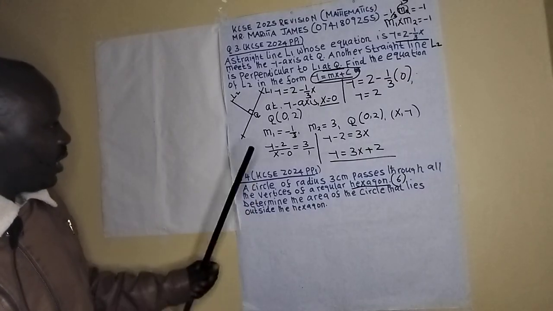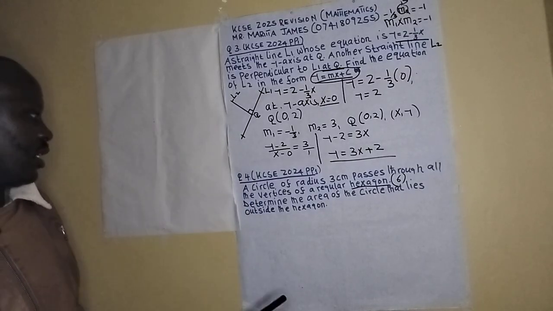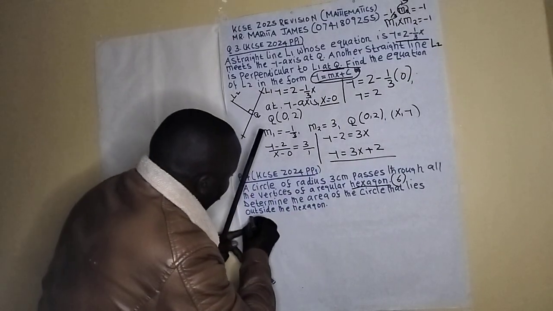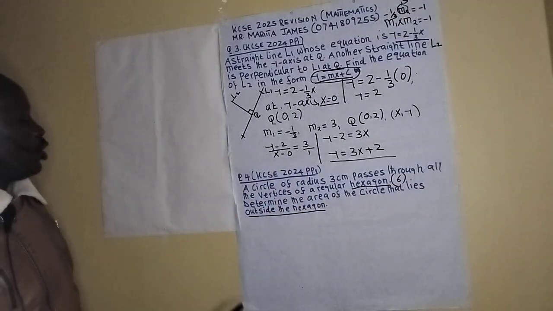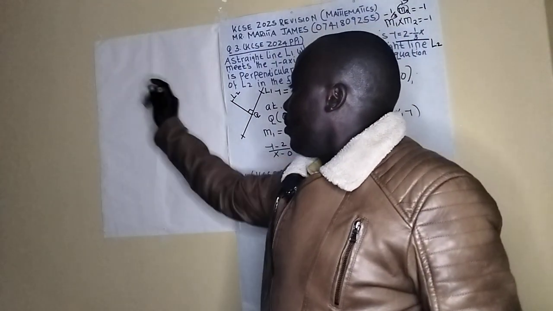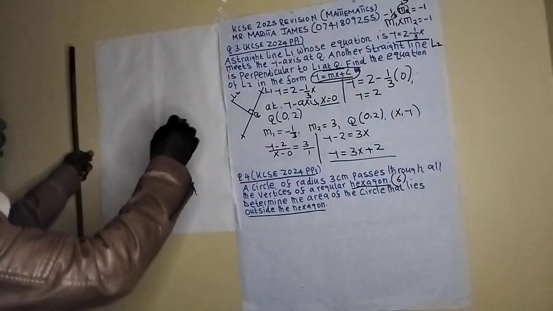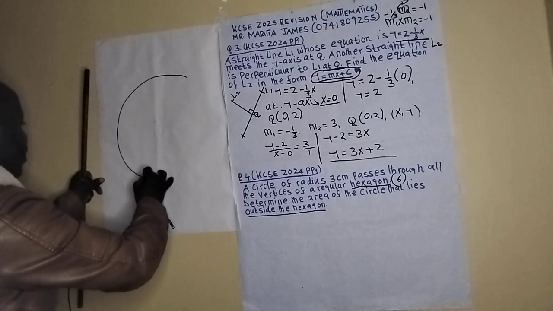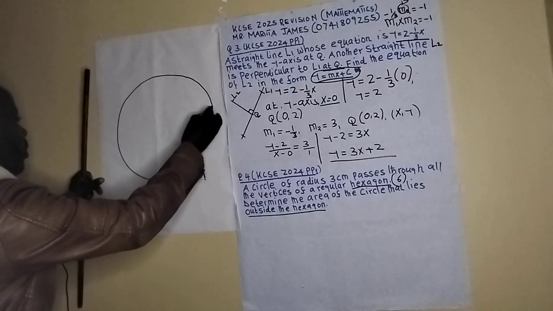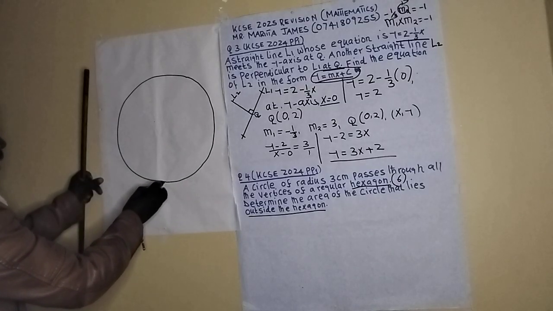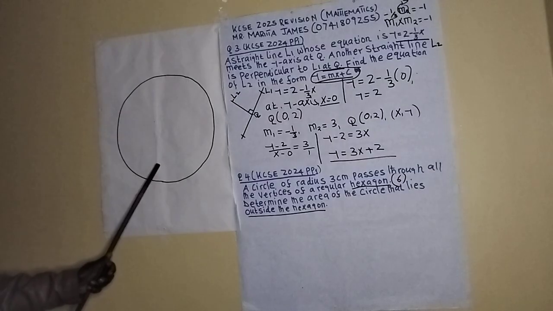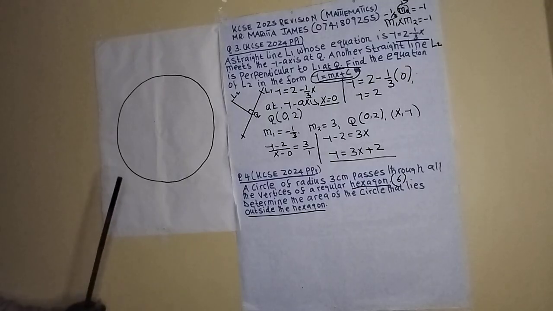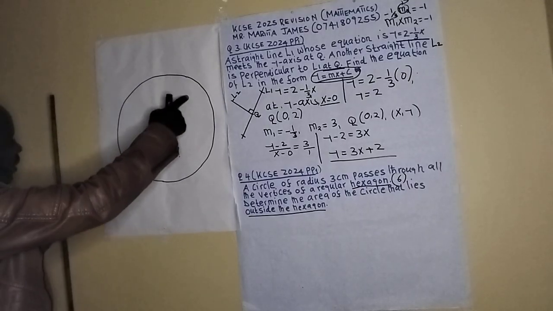So after this circle, which passes through all the vertices of a regular hexagon, we are to determine the area of the circle that lies outside the hexagon. So let me draw that circle. This is a circle here, and remember this circle has a radius of 3 centimeters, and it passes through all the vertices of a regular hexagon. So a regular hexagon, as I have said, there is a hexagon inside here.